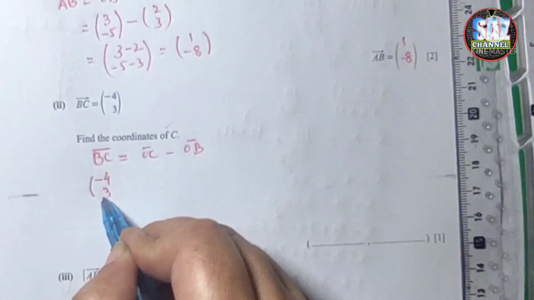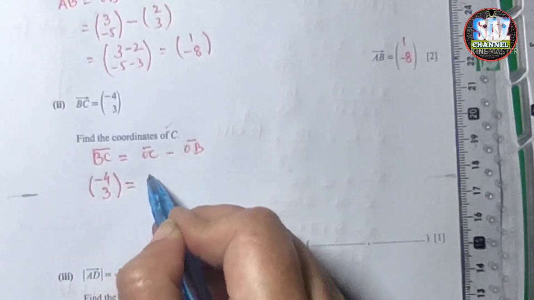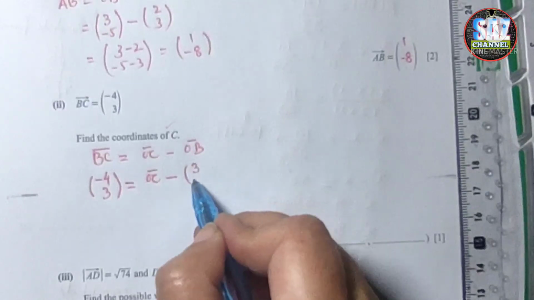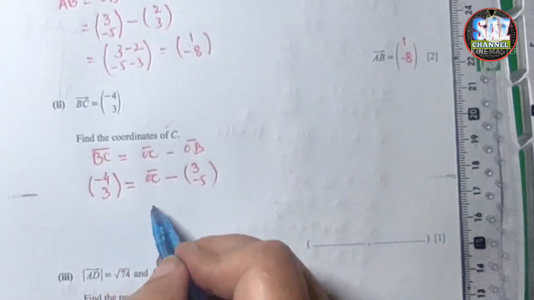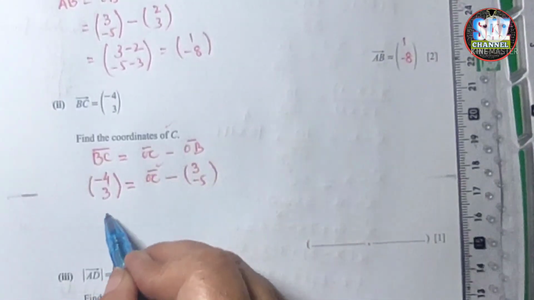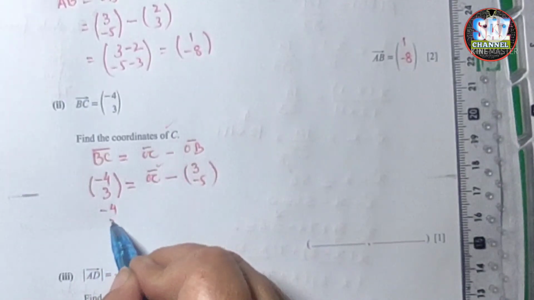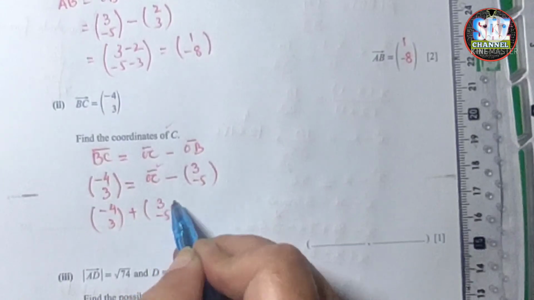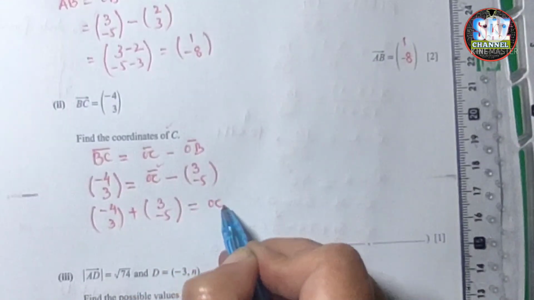So we have to write, instead of BC, minus 4 and 3, OC as it is, and OB at the top, 3 and minus 5. And now in order to get OC, simple algebra, we will be applying here minus 4 and 3 and plus 3 and minus 5, which is equal to OC.